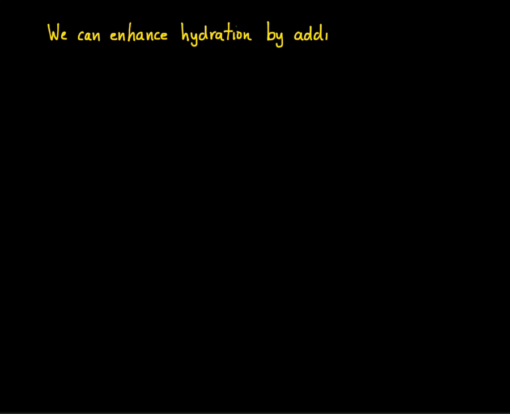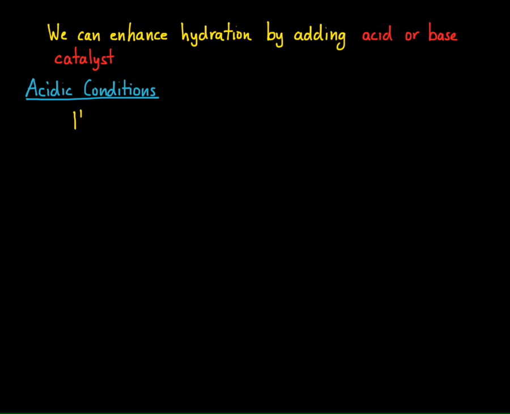Now, we can enhance hydration by adding either an acid or a base catalyst. So let's look at acidic conditions first. When we have water and we add an acid, obviously we get the hydronium ion. It doesn't really matter what acid I use. Typically it's sulfuric acid or phosphoric acid as a catalyst, but it really doesn't matter. What I want you to recognize is the hydronium ion is the acid in aqueous conditions.